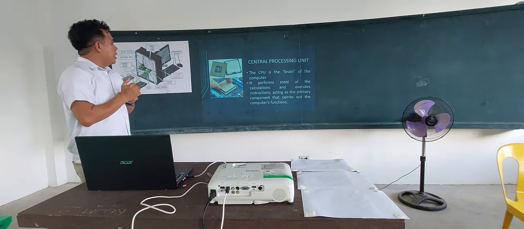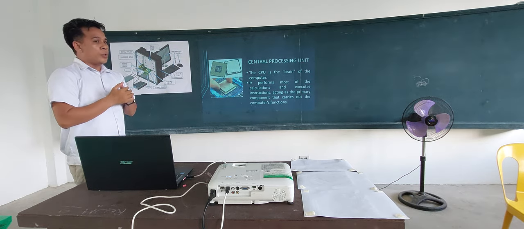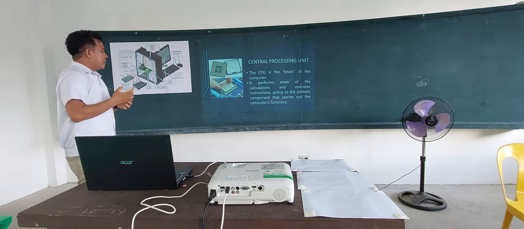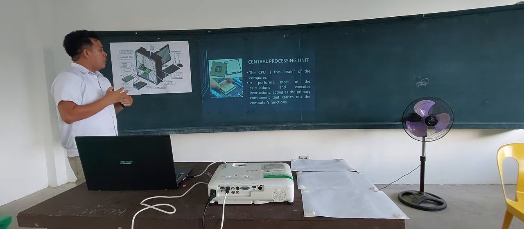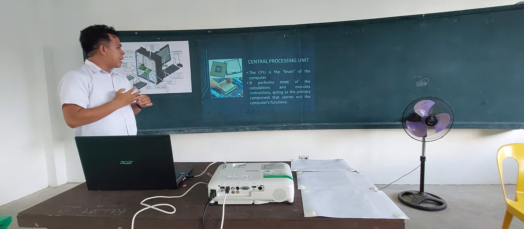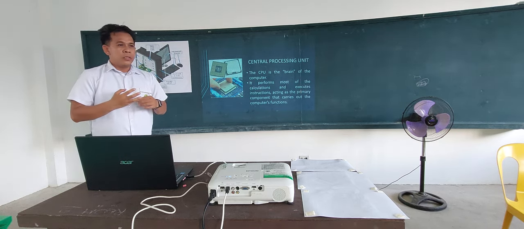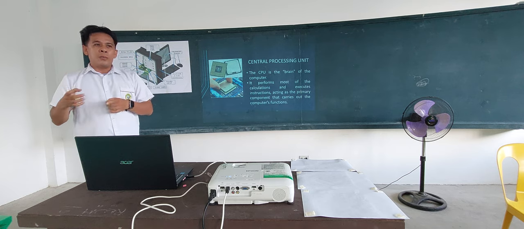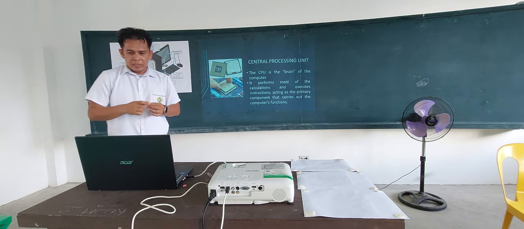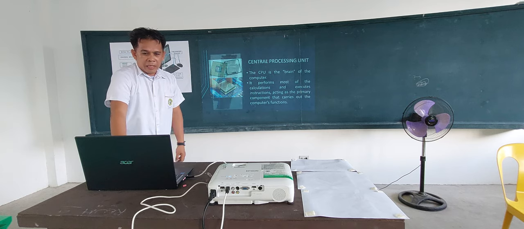The central processing unit, it is the CPU or the brain of the computer. Lahat ng process mo dadaan sa kanya. It performs most of the calculations and executes instructions, acting as the primary component that carries out the computer function. So, parang nasabi ko kanina, lahat ng ginagawa mo sa computer, dadaan siya dito. Siya ang brain. Then, the next one is?